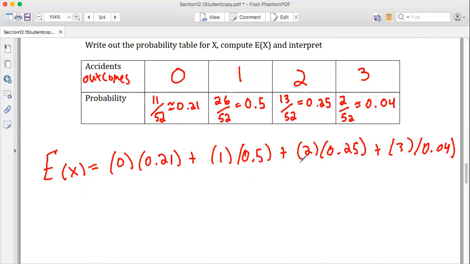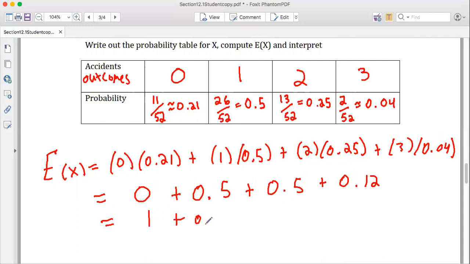And then here we just multiply these out. 0 times 0.21 gives me 0. 1 times 0.5 gives me 0.5. 2 times 1/4, or 2 times 0.25, gives me 0.5 as well. And then 3 times 0.04 gives me 0.12. We can add these together. 0 is not going to do anything, so I'm going to skip over it. 0.5 plus 0.5 gives me 1, plus this 0.12, so this gives me 1.12 for my expected value, E of X.